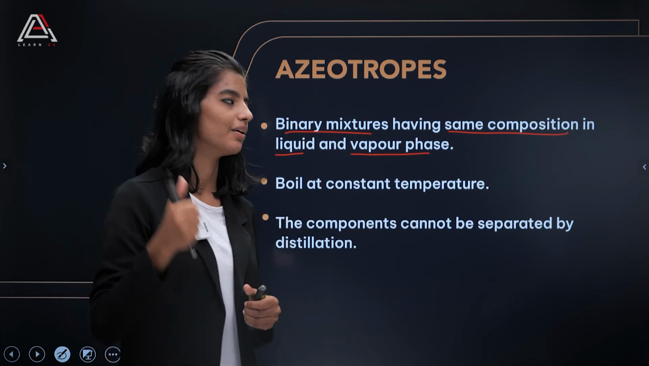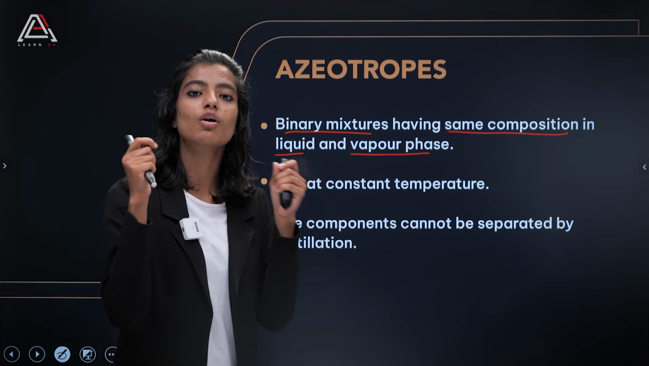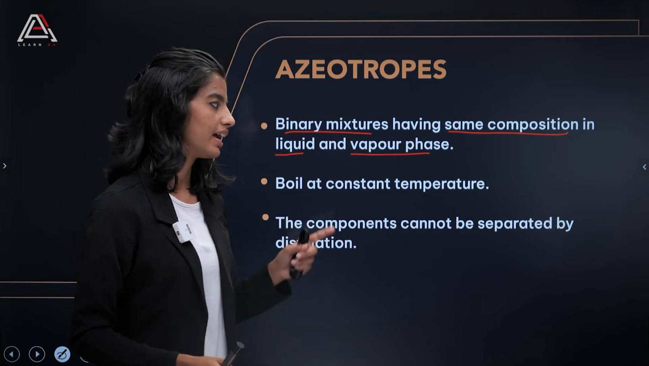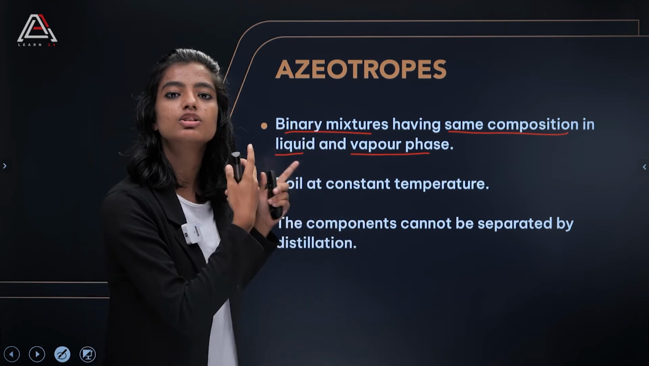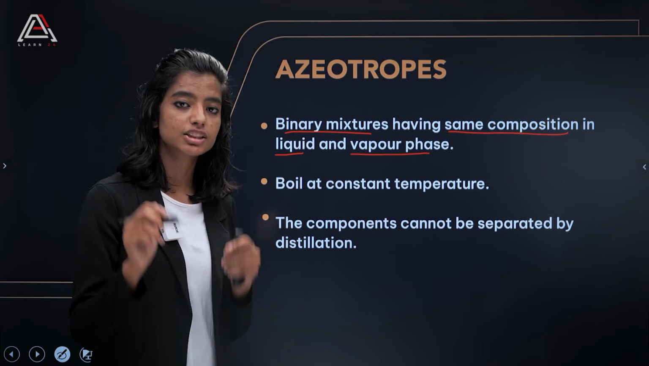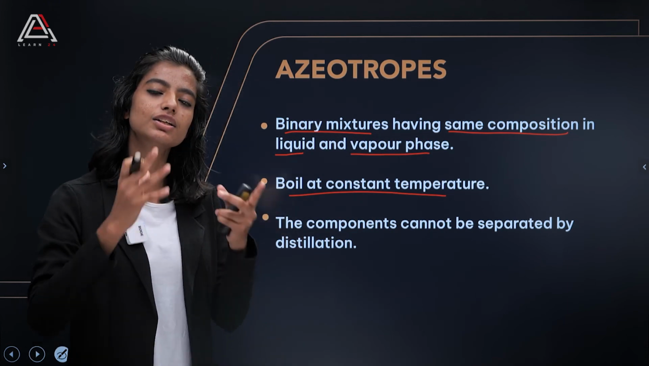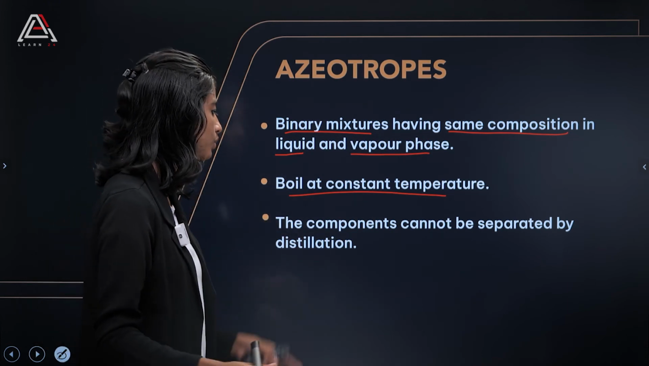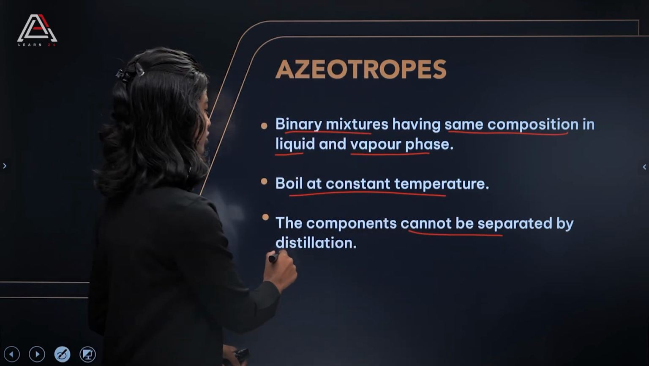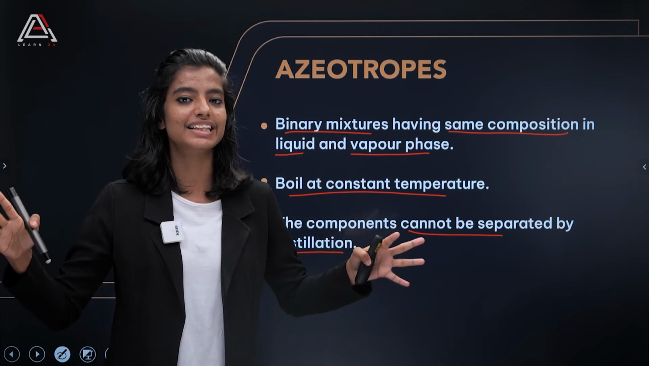Clear with that? Okay. And always remember that azeotropic mixtures are only shown by non-ideal solutions. The two components that I mixed will have the same boiling point, so they boil at a constant temperature. Also, these two components cannot be separated by fractional distillation. They are too close, so we cannot separate them.